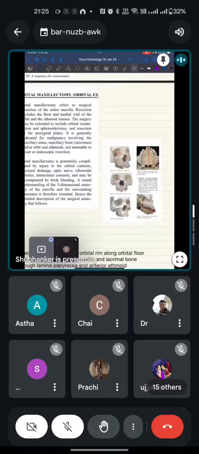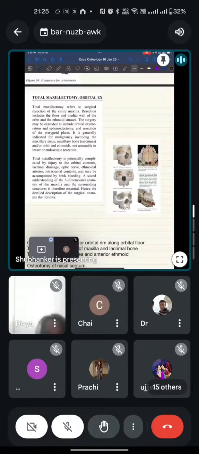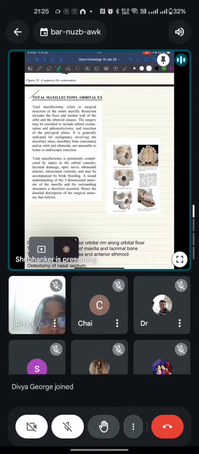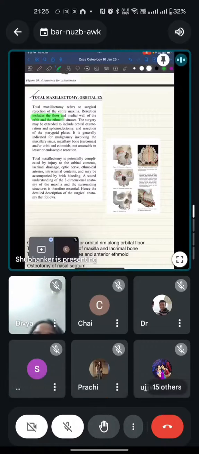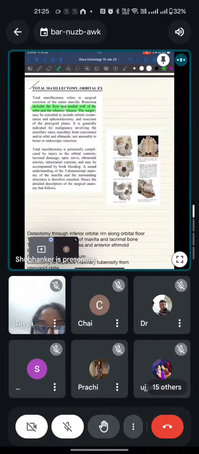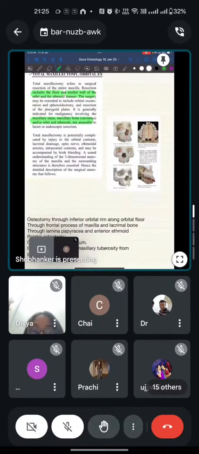Okay, so over here, this is the second brother of maxillectomy by the name of total maxillectomy. What you are going to do over here is resect the floor, the medial wall of the orbit and the ethmoid sinus, roughly. It is done for malignancy of the maxilla. They might ask this question also.